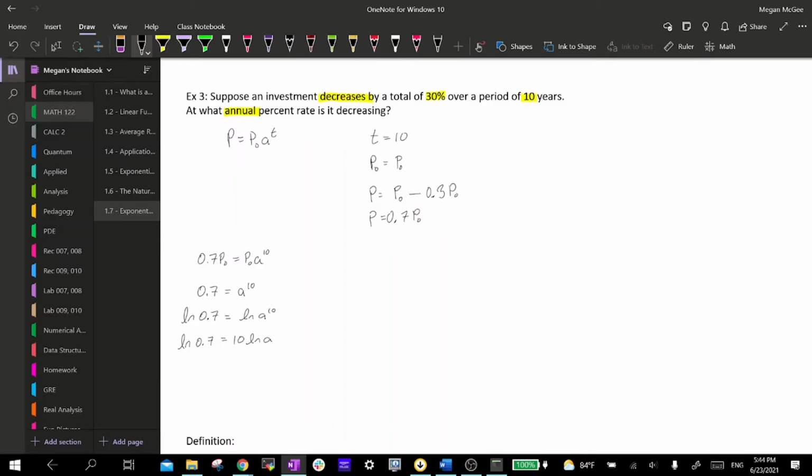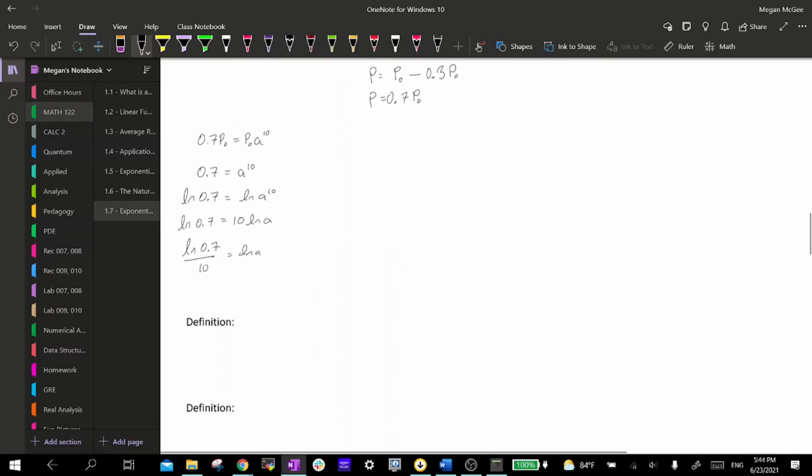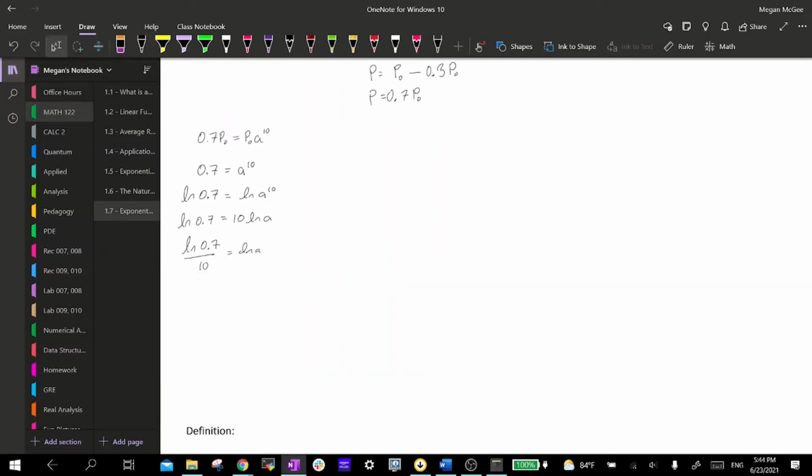We're still trying to solve for a, so we need to get it all by itself. So I'll divide both sides by 10, and the left side is the natural log of a. I'll go ahead and put this into a calculator, and I'll get negative 0.036 is equal to the natural log of a.